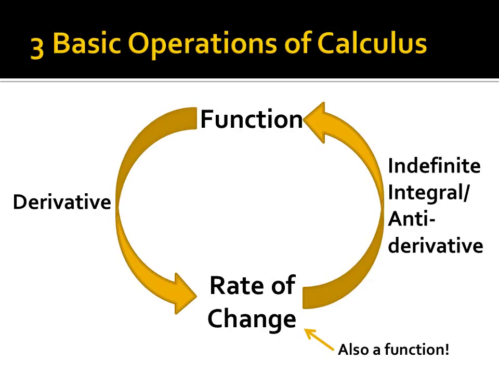So, when you take an indefinite integral or an antiderivative, you're going to start with one function, which represents a rate, and then you'll recover another function. Or you'll start with one function, and then you'll recover the integral of that function, the opposite of rate.